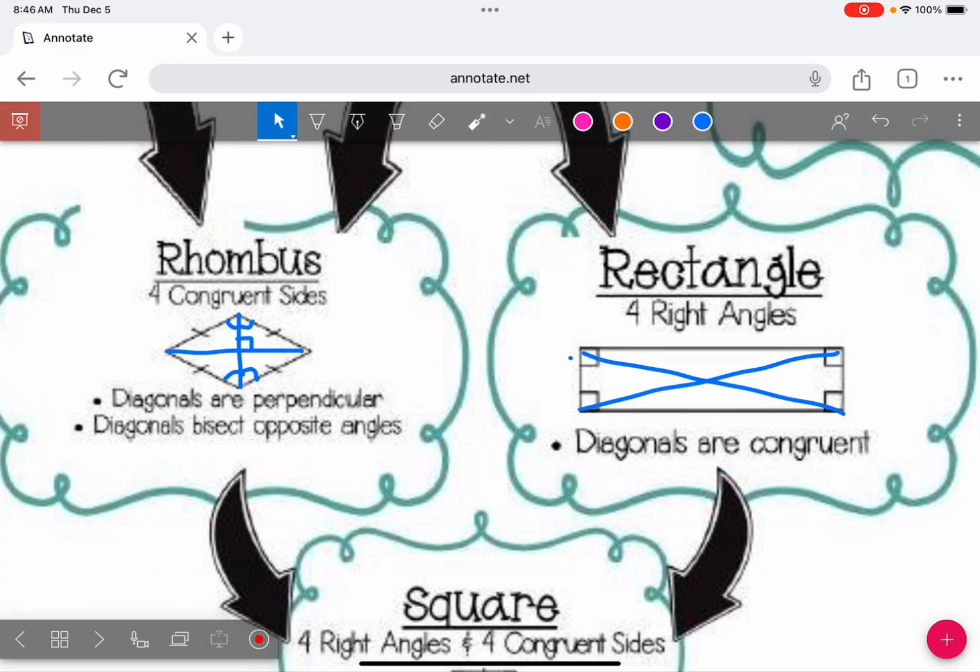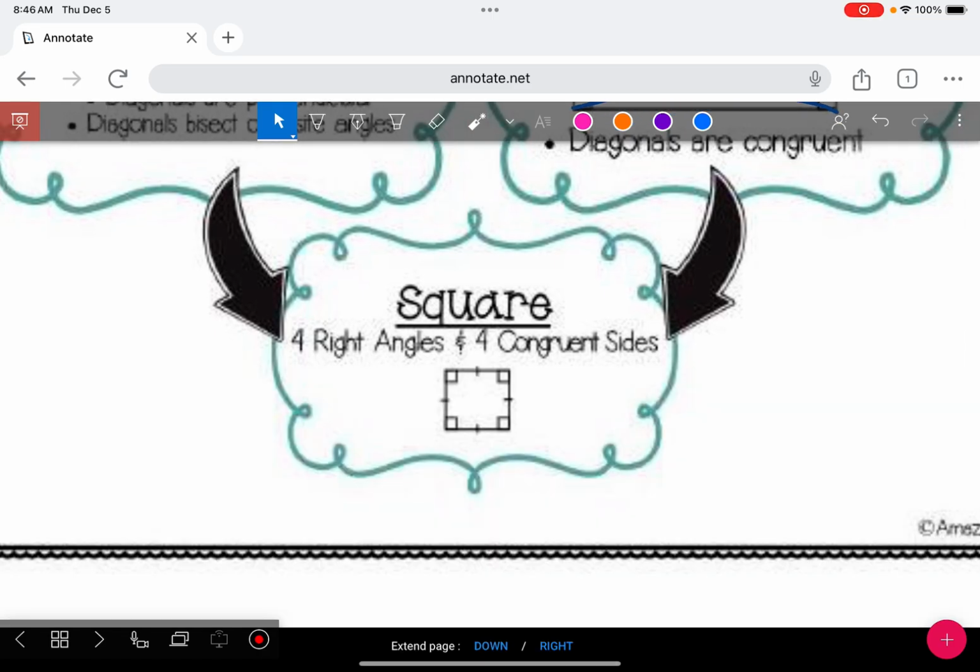Now, if I put together a rhombus and a rectangle, I get a square. So a square has all the properties of everything above it. It has all the properties of a rhombus, it has all the properties of a rectangle, and it has all the properties of a parallelogram.